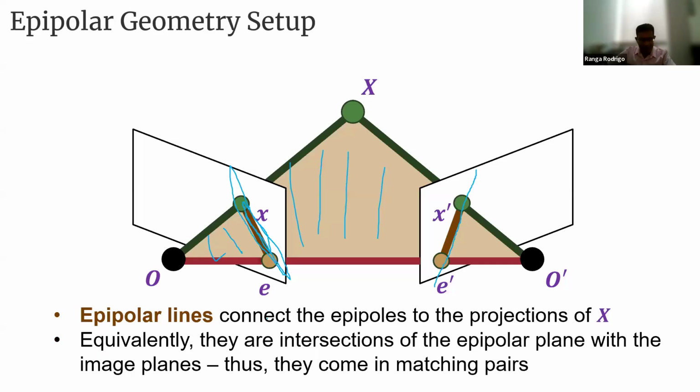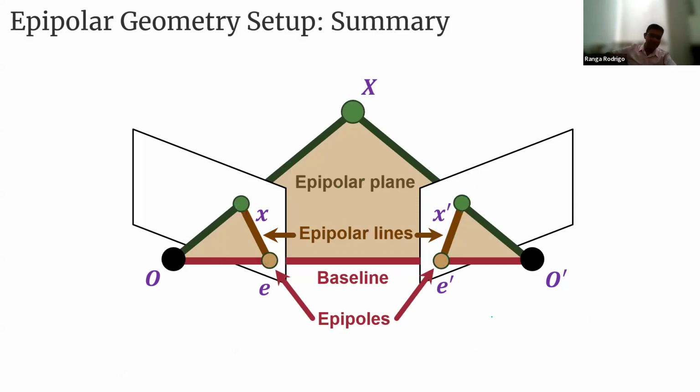Equivalently, they are intersections of the epipolar plane with the image plane, thus they come in matching pairs. Epipolar lines connect the epipoles to the projection of X. You can see this epipole gets connected to the projection of capital X, and that's the epipolar line. And this is the other epipolar line. We call it L, and we call it L prime. Okay, so now the geometry, I hope, is clear to you: the epipolar plane, epipolar lines, the baseline, and the epipoles.